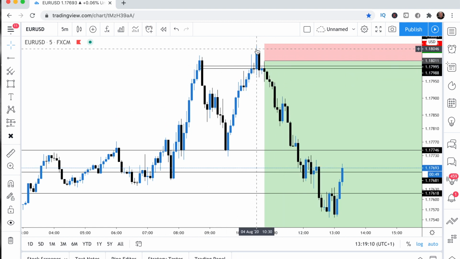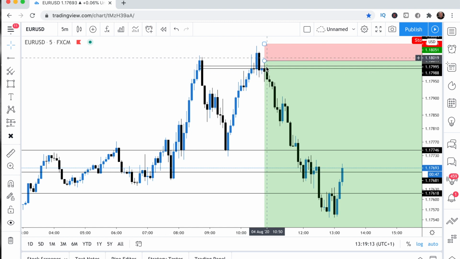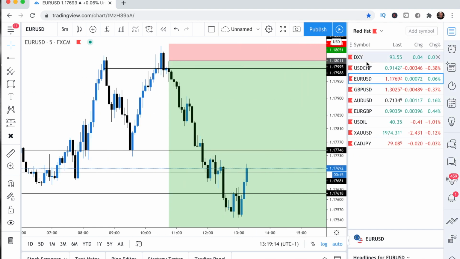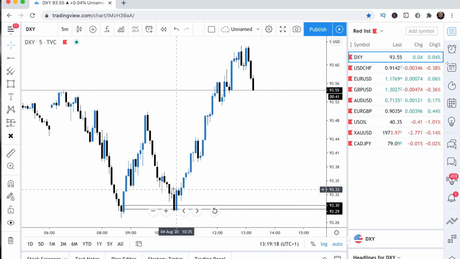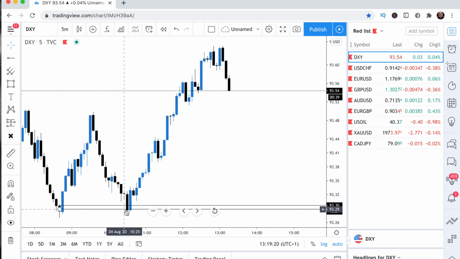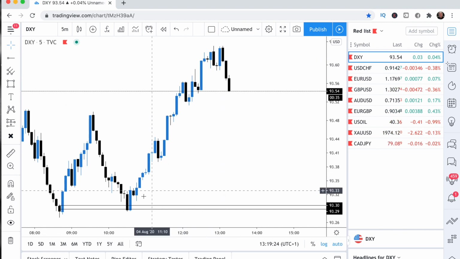So look, price pushed up over here, came back down, retested, and then moved, right? If I show it to you on the DXY now, look, price pushed down into the zone, pushed up, retested, and then moved. Pushed up, retested, and moved. So this is where you could have jumped in. You could have jumped in off the retest.